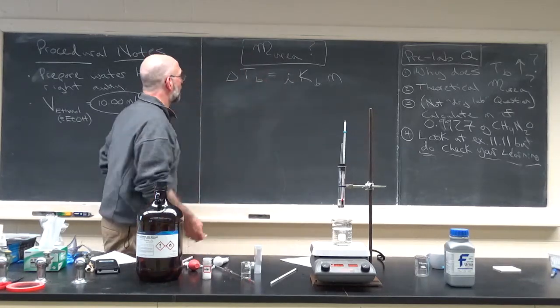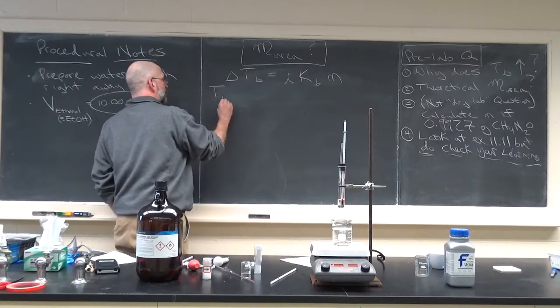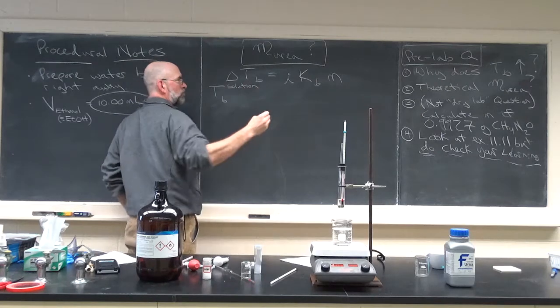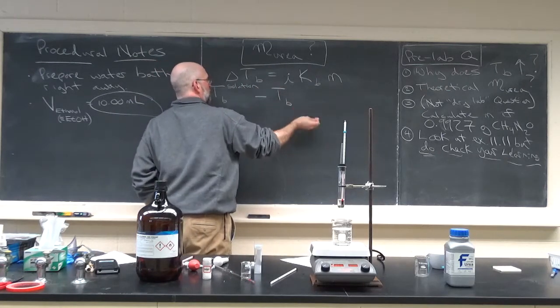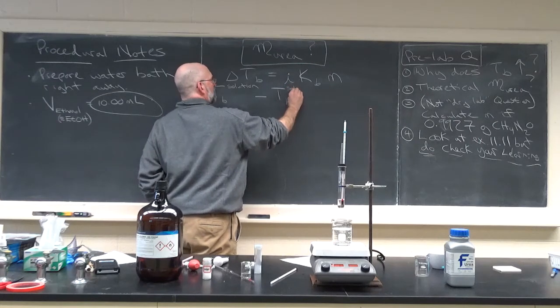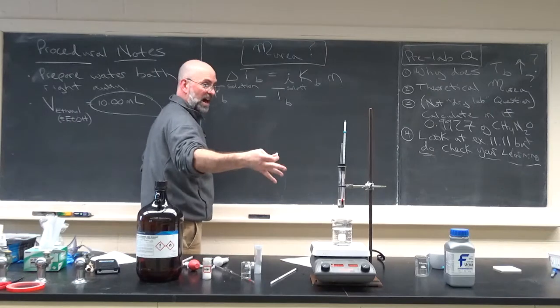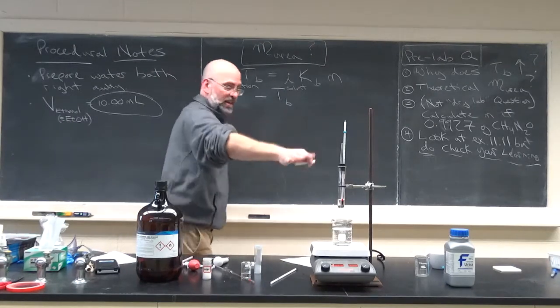So make sure that you're using, oh, and then what is delta T? So delta T is the boiling point of the solution, so ethanol and urea, minus the boiling point of the solvent, ethyl alcohol, 78.5. Well, use your data. Don't use 78.5. Use whatever data you collected.